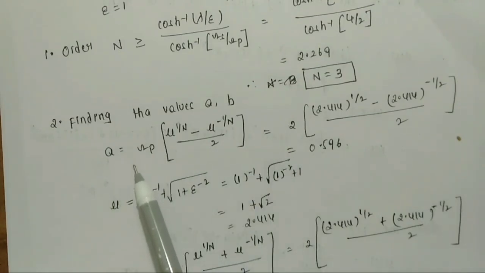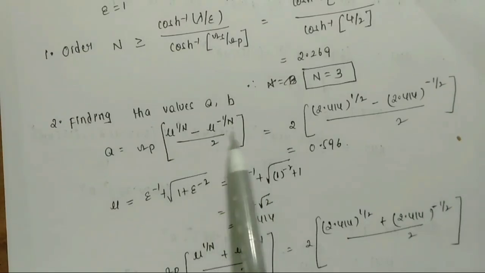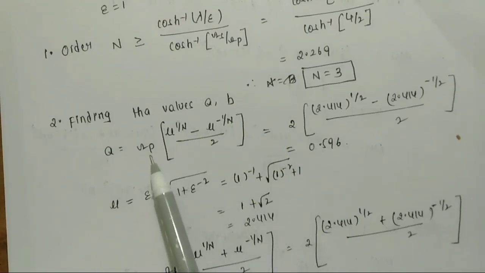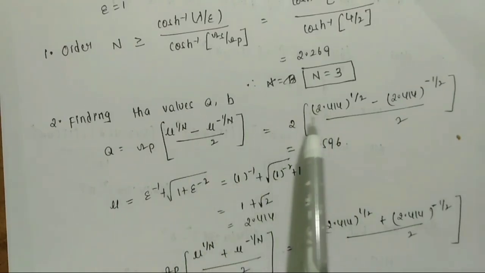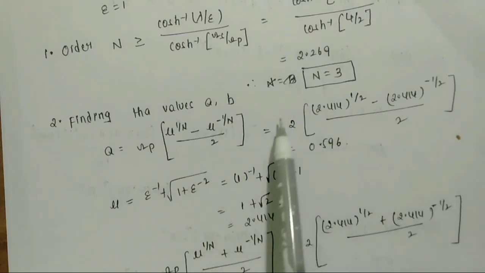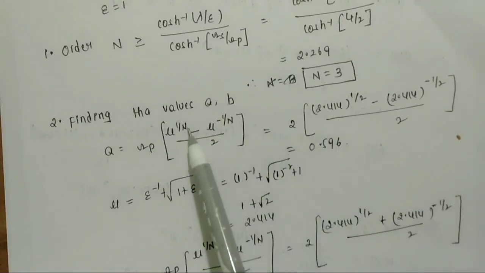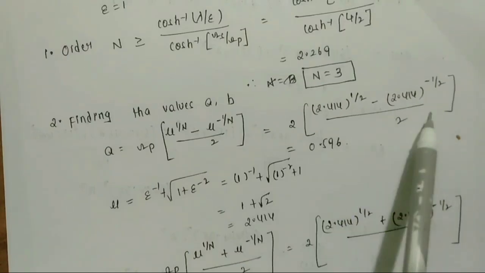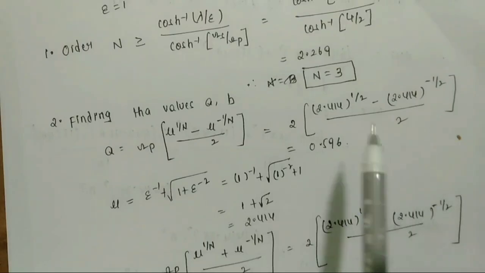The A value is A equal to omega p into mu power 1 by n minus mu power minus 1 by n, divided by 2, where n is the order. So you substitute, and omega p is the passband frequency. We have 2. I'm simply substituting the omega p value and the mu value in the formula. So I got 2 into (2.414 whole power 1 by 2, 1 by n meaning 1 by 2, minus 2.414 whole power minus 1 by 2) by 2. If you solve this sum with the calculator, you will get 0.596.